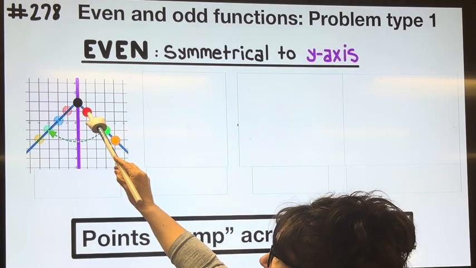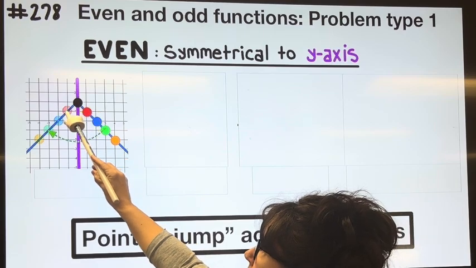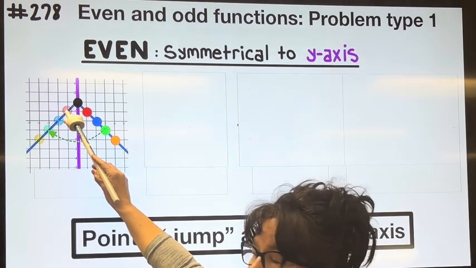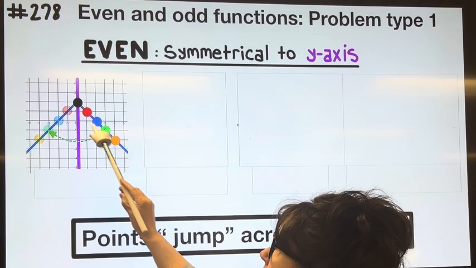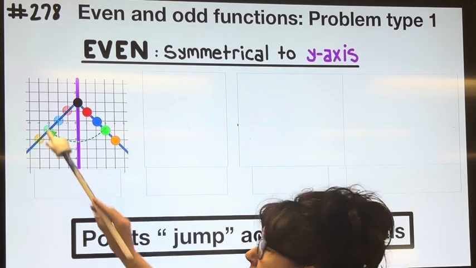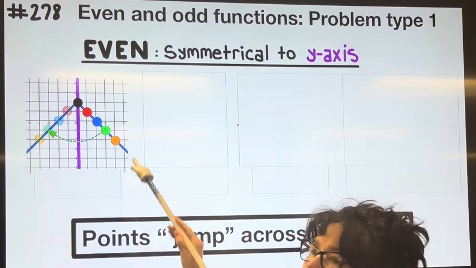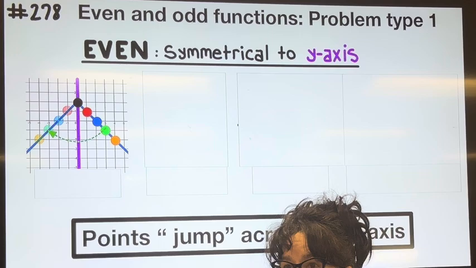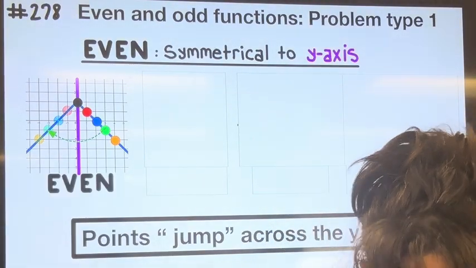This red dot is 1 away from the y-axis. If it jumped across, it'd be right there. See how I'm on the graph? This blue one, if it jumps across, it's here. This green one, it jumps across, it's right there. No matter what point I pick on this V, if I jump it across the y-axis, I'm back on the graph. So this one is even.